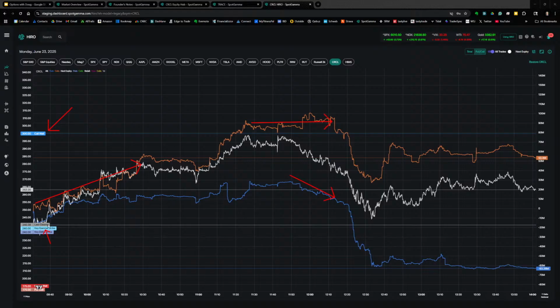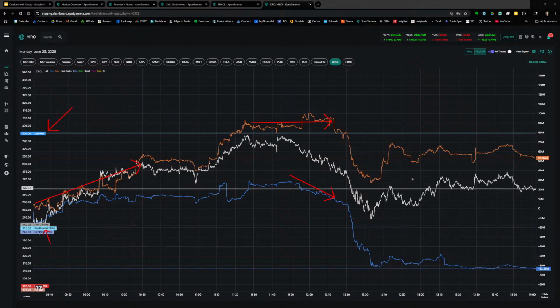So if you bought a call right near the open and held it and got rid of it, we'll see why you want to do that in just a couple of minutes, then you had a pretty good day, or just bought stock from the 240 key gamma strike up to the 300 call wall.